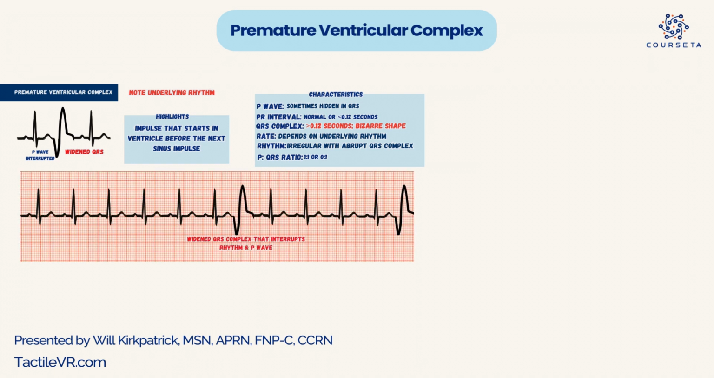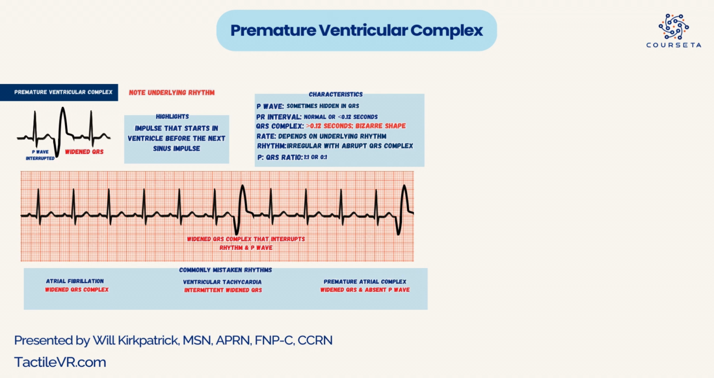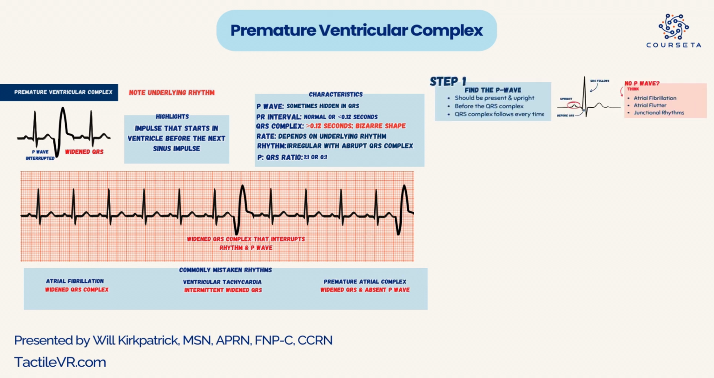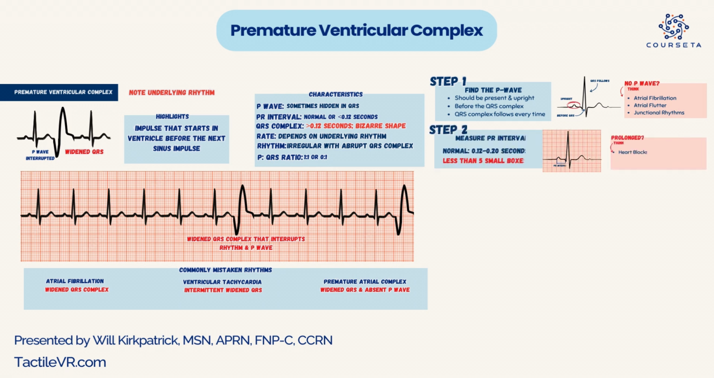As you can see in this example, let's use those steps for EKG interpretation. Step number 1, find the P wave. Is it upright? Is it before every QRS complex? And is it ever absent? As you can see here, the P wave is checking out. So we move on to the PR interval. Measuring the PR interval, we can see that it's within normal range because it is less than 0.20 seconds, so your 5 small boxes. Okay, so that checks out.